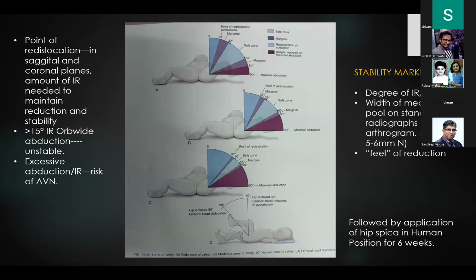So the point of redislocation in the sagittal and coronal planes has to be recorded. Along with this, the amount of rotation that is required to keep the hip stable should also be recorded. If more than 15 degrees of internal rotation is needed, then it is considered to be unstable, because severe extreme internal rotation positioning can increase the risk of AVN. So the stability markers are the degree of internal rotation required, the safe zones of Ramsey that can be recorded, and the feel of the reduction as well. If the reduction is stable, this is followed by the application of a hip spica in the human position for about 6 weeks.